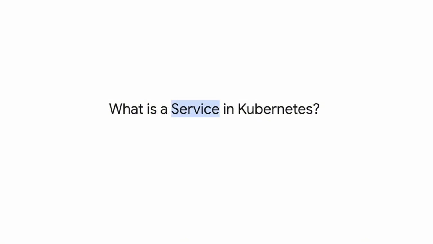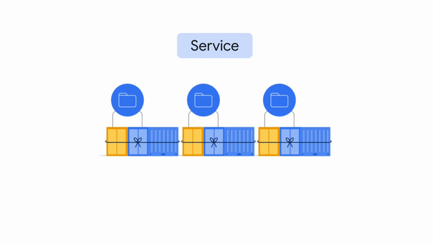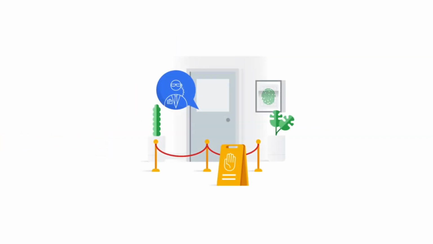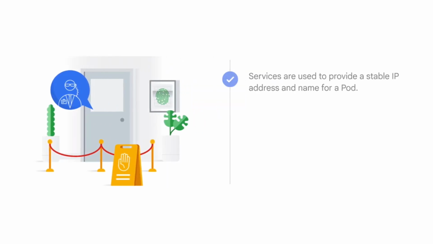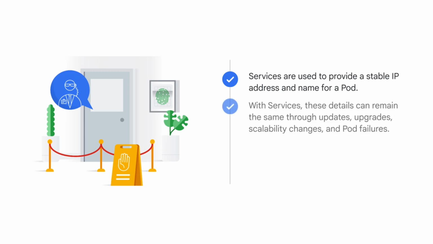So, what is a service in Kubernetes? A service is a logical abstraction that defines a set of pods and a single IP address for accessing them. A service is how the outside world accesses the cluster. Think of it like a GKE doorman or bouncer, keeping out unwanted visitors. Services are used to provide a stable IP address and name for a pod because these can change frequently. With services, these details can remain the same through updates, upgrades, scalability changes, and pod failures.